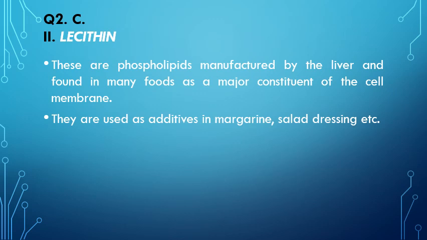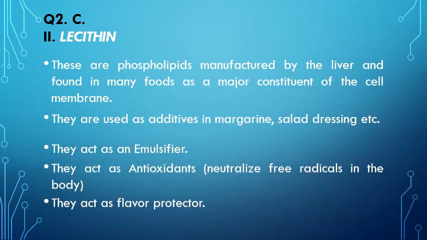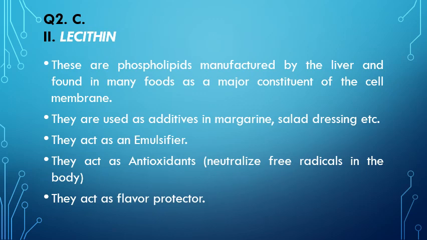Lecithin. Lecithin is simply a phospholipid manufactured by the liver, and it is found in many foods as a major constituent of the cell membrane. Now, we need to remind ourselves that lecithin is used as an additive in margarine and salad dressings. Also, they act as emulsifiers.